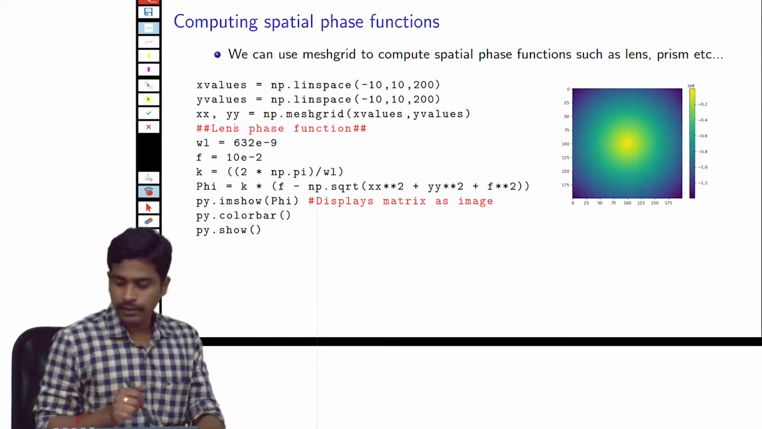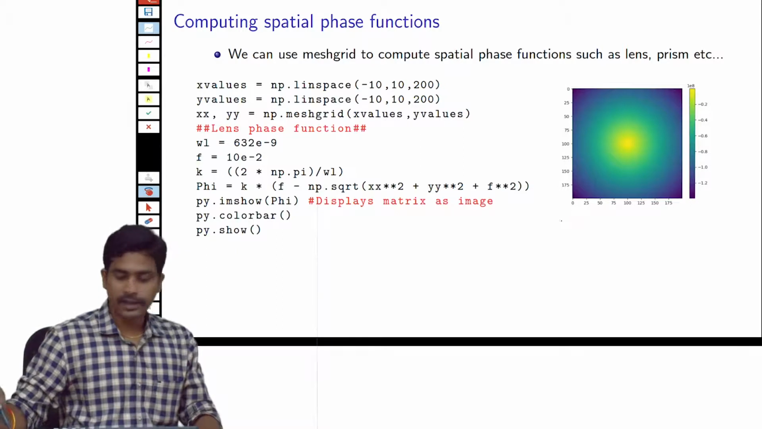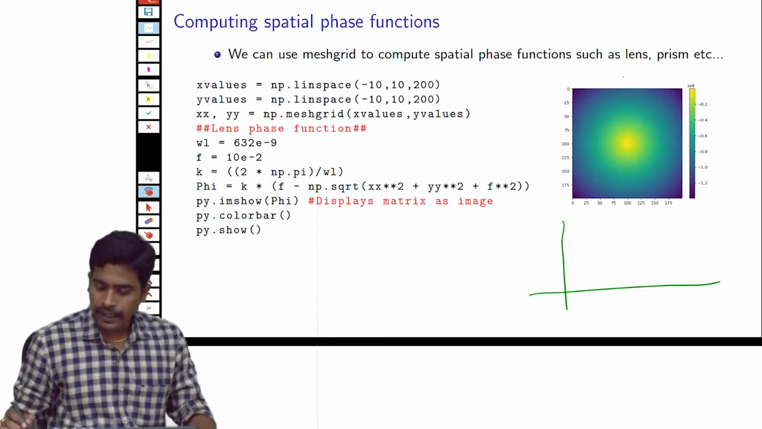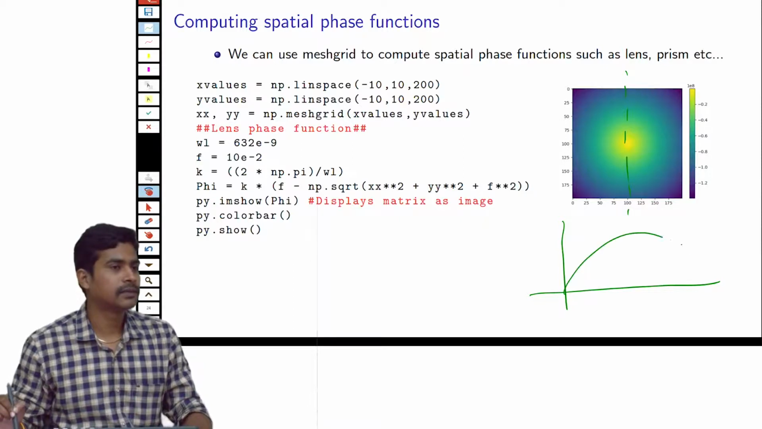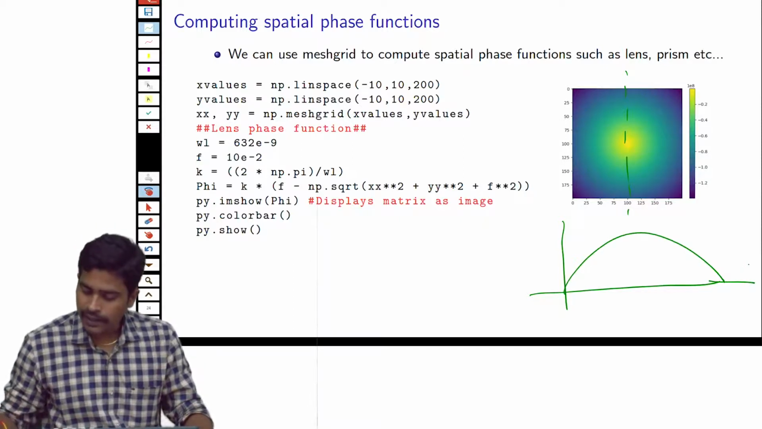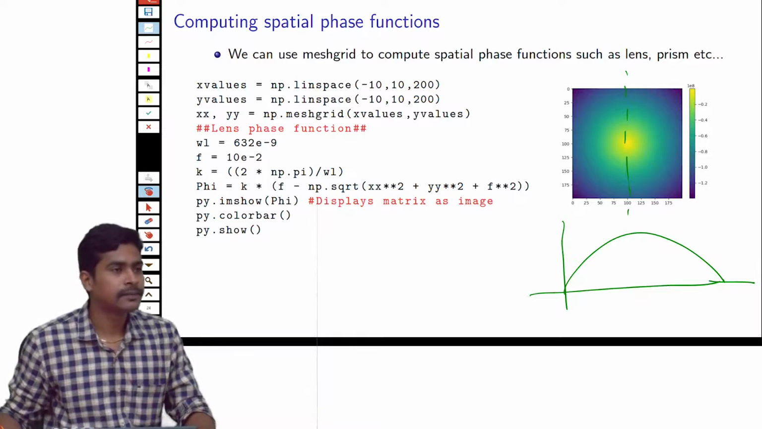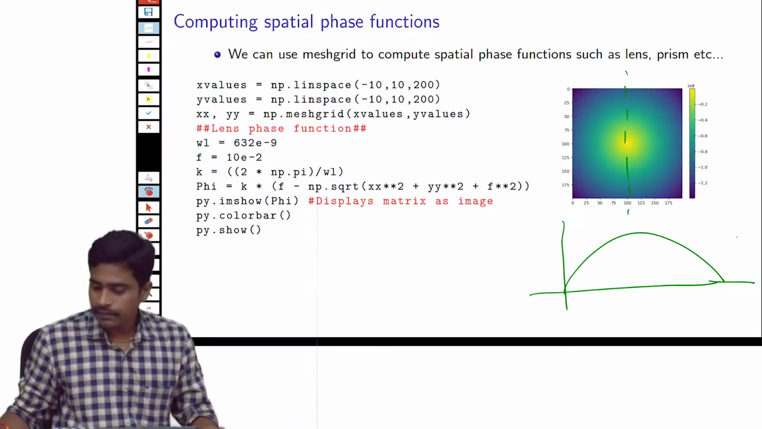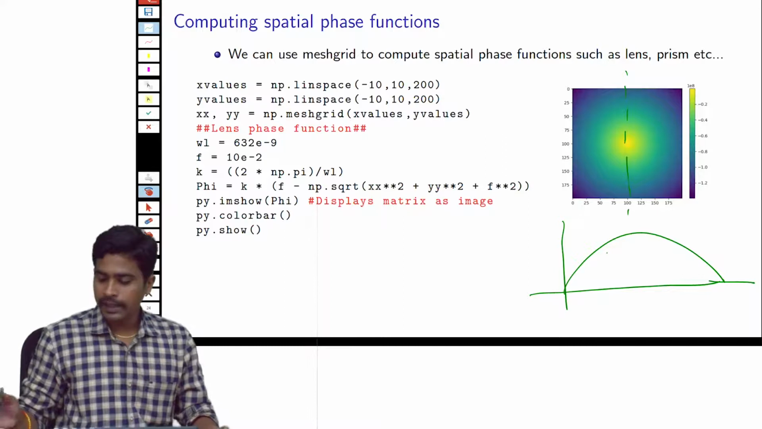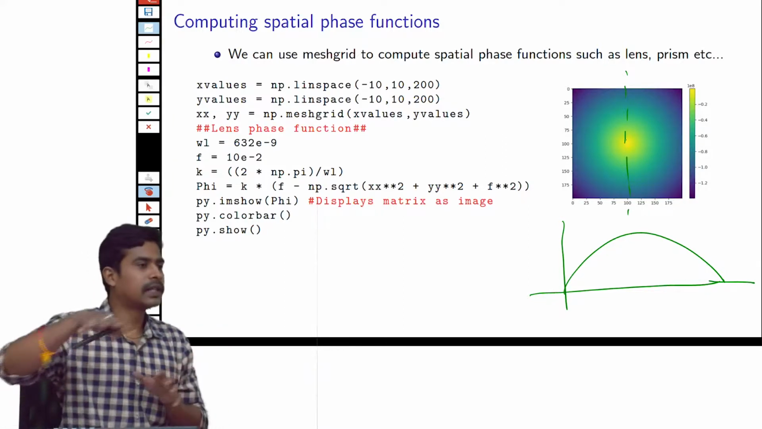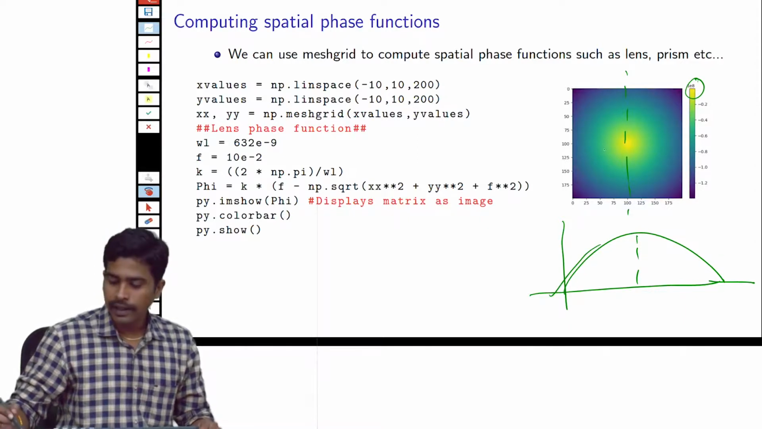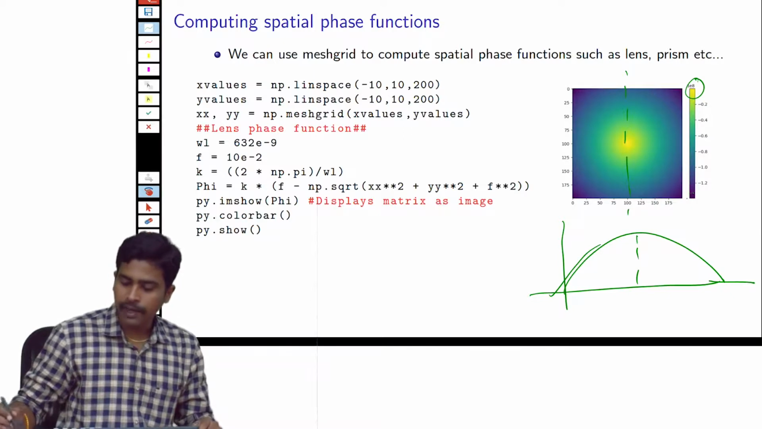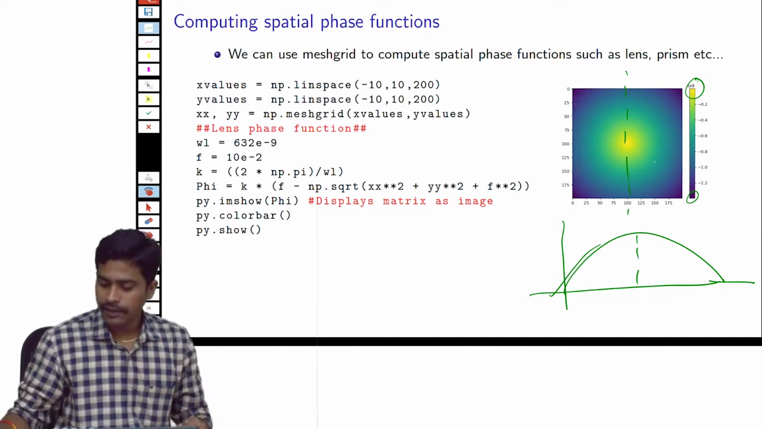After I run this, I'll get something like this. This is the phase function of a lens. In the earlier case we calculated the phase only along the y direction, you remember, and the phase looked like some function like this, right? But in this case we are calculating the function in both x and y, and this is the color map. The phase is maximum at the center, given by this color, and it reduces in this manner as you go to the extremities, which is given by this color.